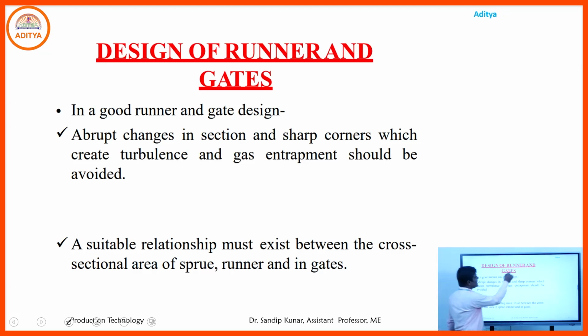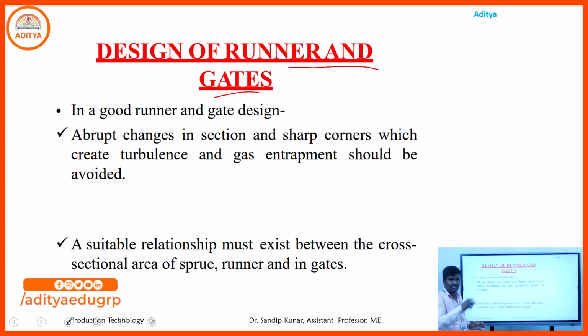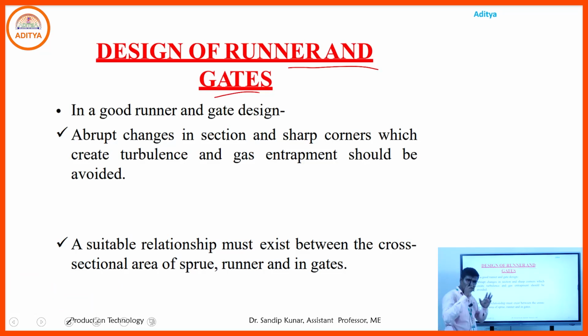So in the design of the runner and gate system, avoid abrupt changes in sections, meaning any type of corner shapes, abrupt changes in direction, sharp corner types, or right angle types. Due to that, an obstacle will be created to the flow of the molten metal, and the molten metal does not flow into that particular mold cavity. Okay, and due to improper flow, the mold cavity does not take the proper shape. So avoid abrupt changes in sections.